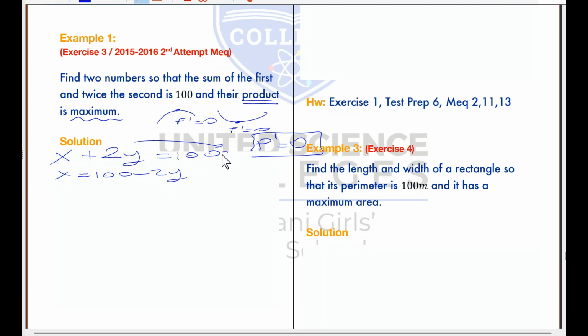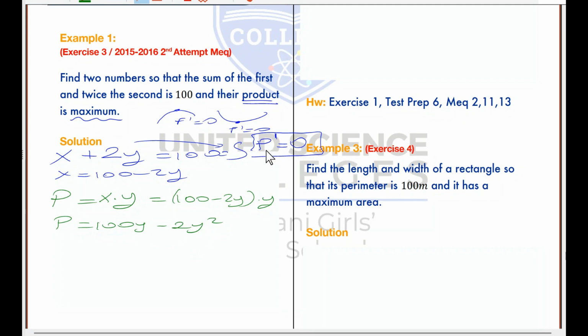That's the sum, right? What we need is the product. What is the product? Product means multiplication, x multiplied by y. So we wrote x in terms of y from the previous equation, which is 100 minus 2y. So x, which is 100 minus 2y, multiplied by y, let's simplify this. It's going to be 100y minus 2y squared. I get the product by using a single variable.